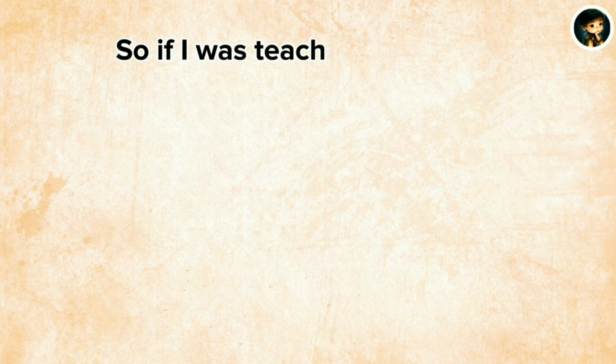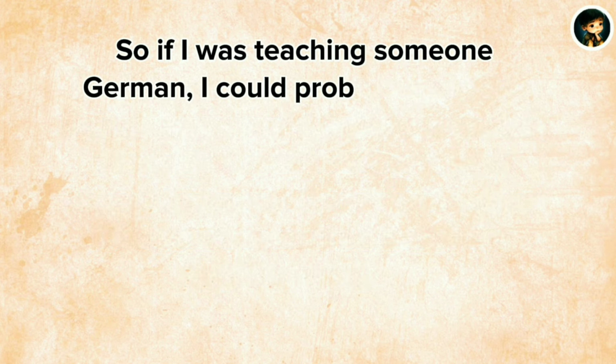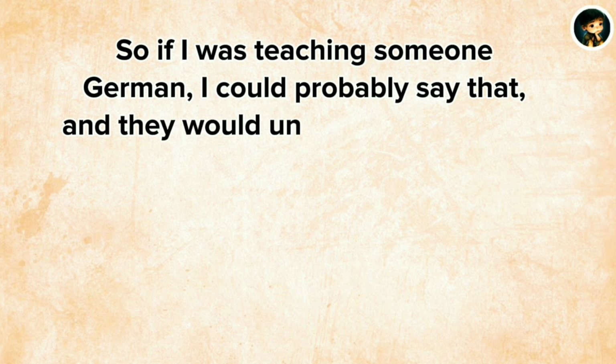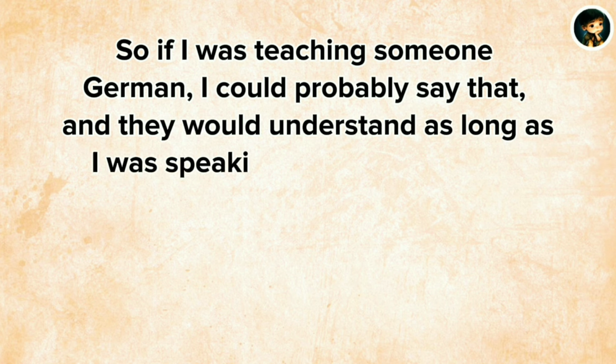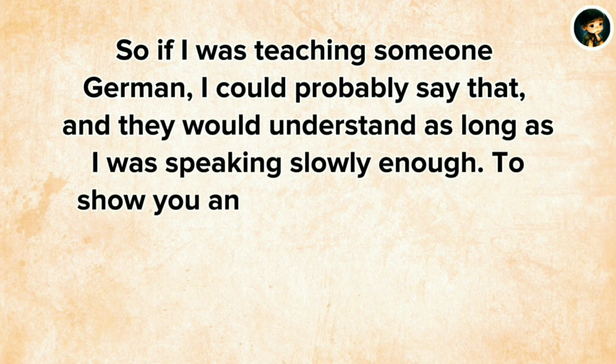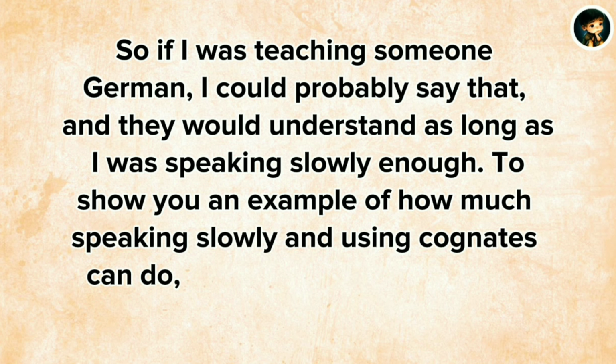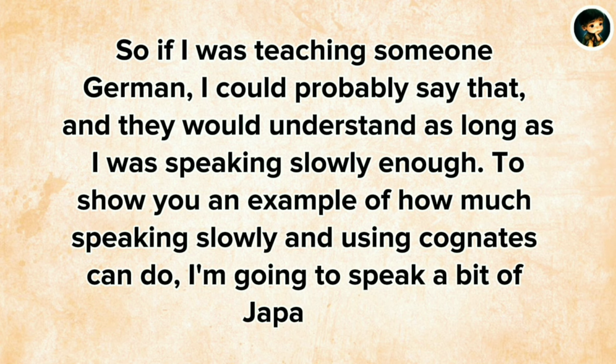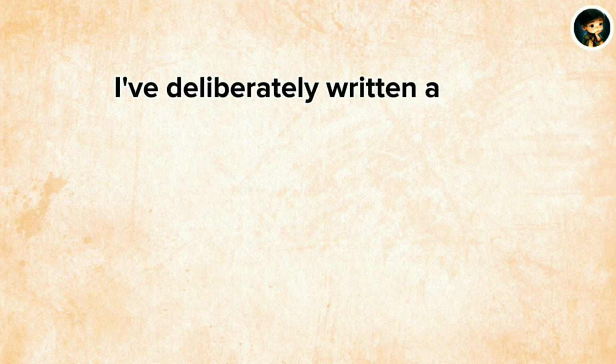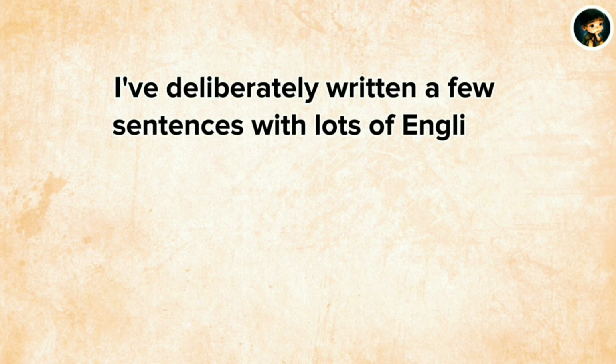So if I was teaching someone German, I could probably say that, and they would understand as long as I was speaking slowly enough. To show you an example of how much speaking slowly and using cognates can do, I'm going to speak a bit of Japanese. I've deliberately written a few sentences with lots of English cognates.